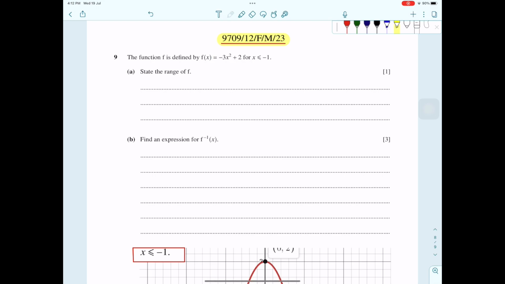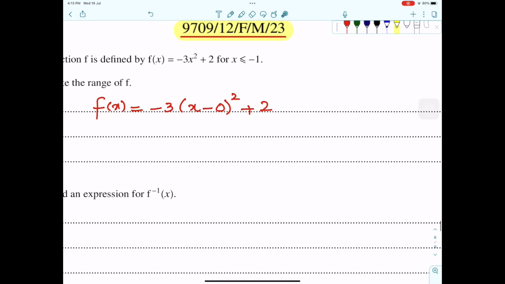For example, if you look at this function and we can write this in perfect square form. And what is that? You can write -3 as it is. And inside the parentheses, you can write x minus 0 whole squared plus 2. Now this 0 and 2 is your turning point and -3 will tell you the shape of the graph.